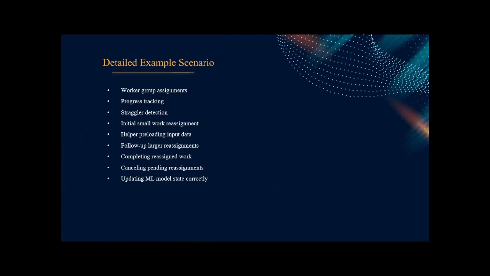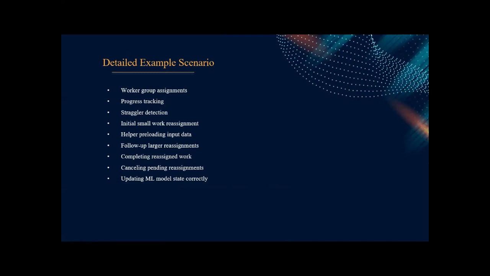Now we'll talk about the example scenario in detail. So, work group assignments: this refers to the initial allocation of tasks to a team of workers. Then we'll talk about progress tracking. This refers to monitoring how much of each task has been completed. Then we have straggler detection. This refers to identifying workers who are falling behind schedule with their assigned tasks.